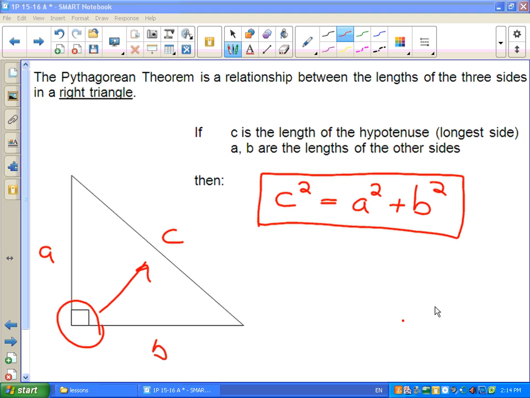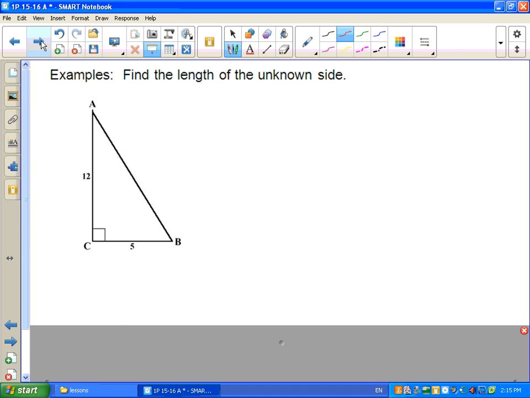Okay, so let's take a look at a couple of examples here of questions we can answer using the Pythagorean theorem. So here's a standard question. We've got a triangle. We know it's a right angle triangle because of the little square in the corner. And they want us to find the length of the unknown side. So they've labeled this side here as 12. They've labeled this one down here as 5. This one over here is the one that we don't know. The first thing that we want to do when we have a triangle like this is label those sides A, B, and C.